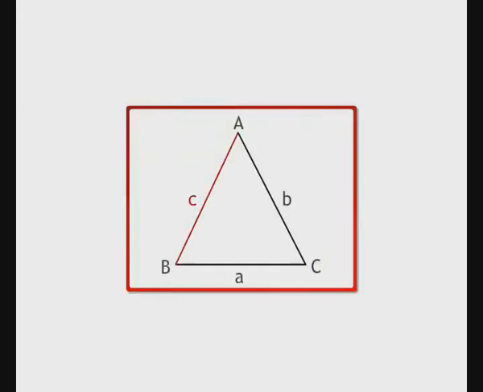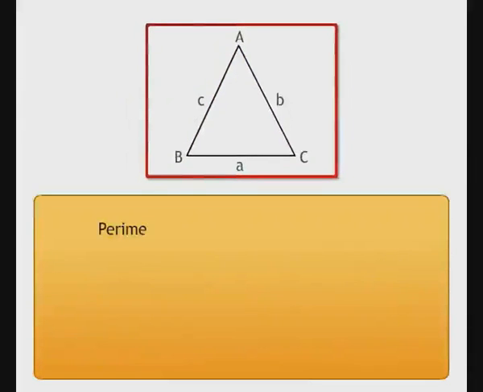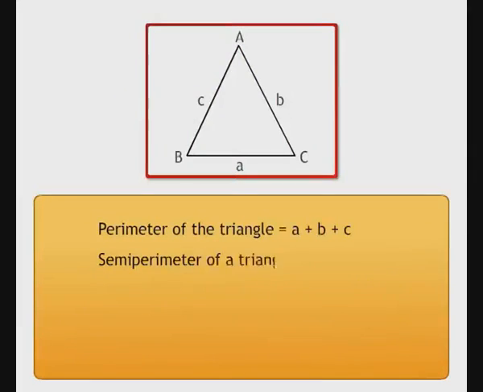Now making groups with 2 equal factors in each group and taking one factor from each group, we get area is equal to 2 into 2 into 3 into 5 into 7. Multiplying these numbers, we get area is equal to 420 square centimeter. Therefore, the area of the triangle is 420 square centimeter.